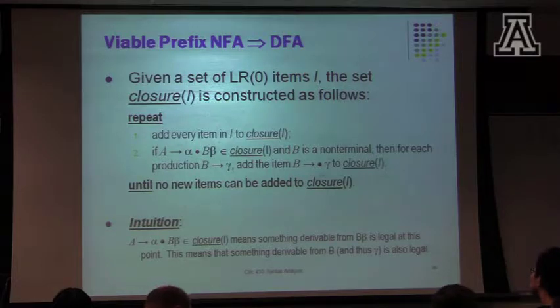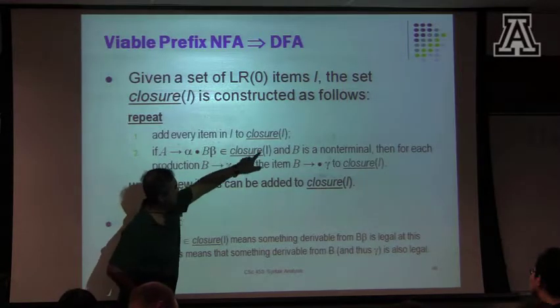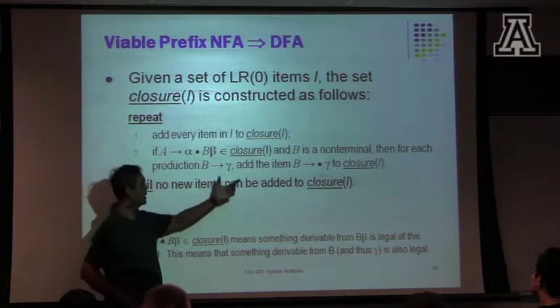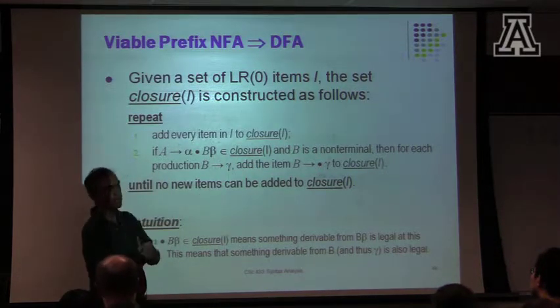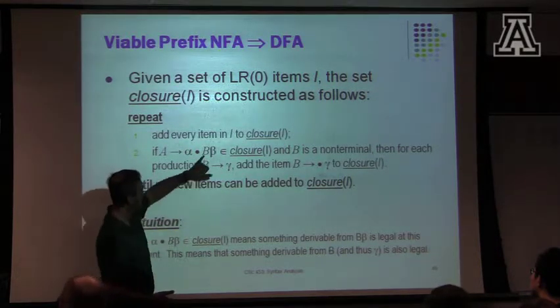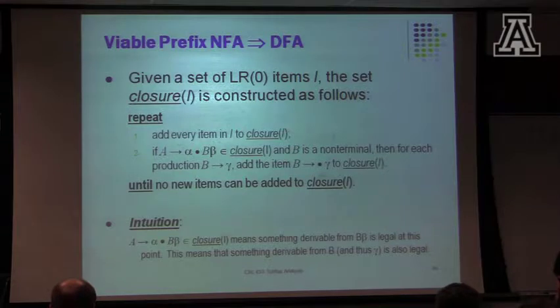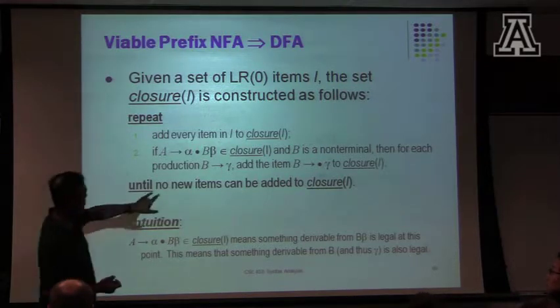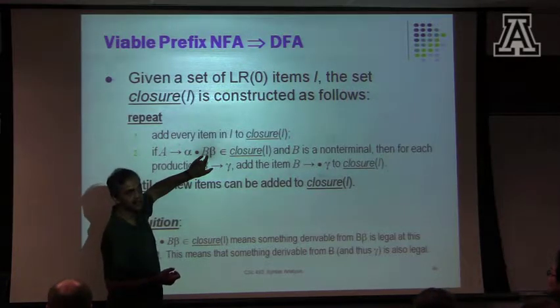So what's the intuition? If this item is in this set, that means in that state, because each set of items corresponds to a state, the parser has seen something that alpha could derive, and it's looking at potentially something that B beta could derive. In order to see that, it has to first see something that B can derive.